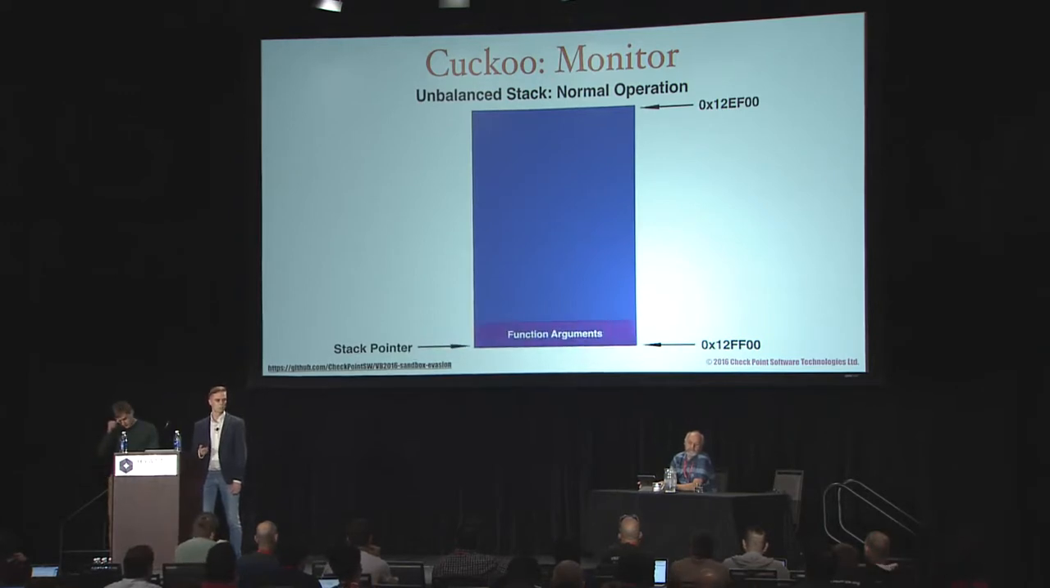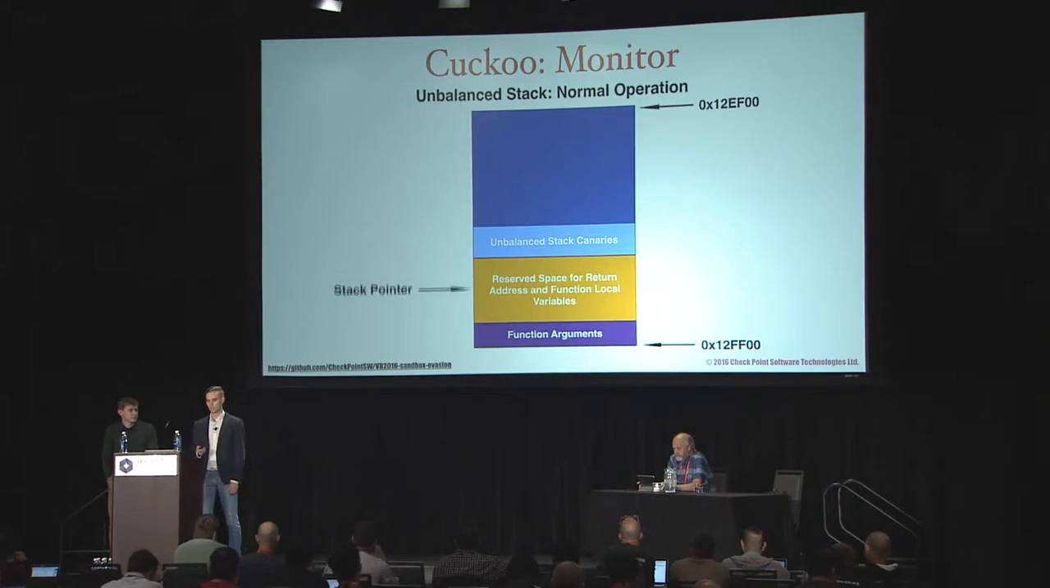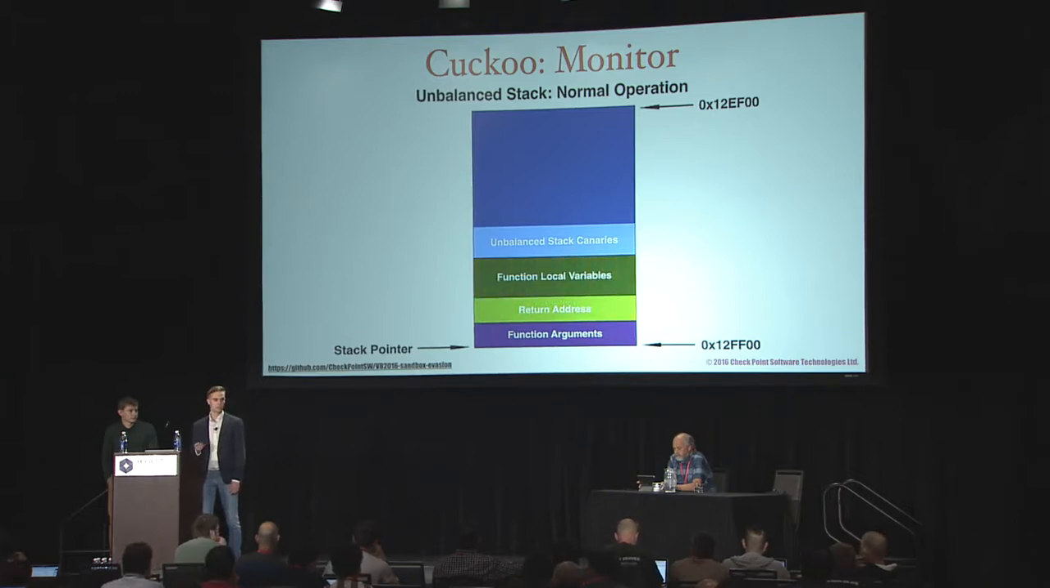At first, we push function arguments on the stack. After that, we move the stack pointer towards lower addresses by the space we need to store the return address and function local variables. And after that, we store unbalanced stack canaries under the stack pointer. We restore the stack pointer value, and we perform a function call. The return address is stored on the stack, and the function uses stack space for its local variables. As we can see, the unbalanced stack canaries are not corrupted.